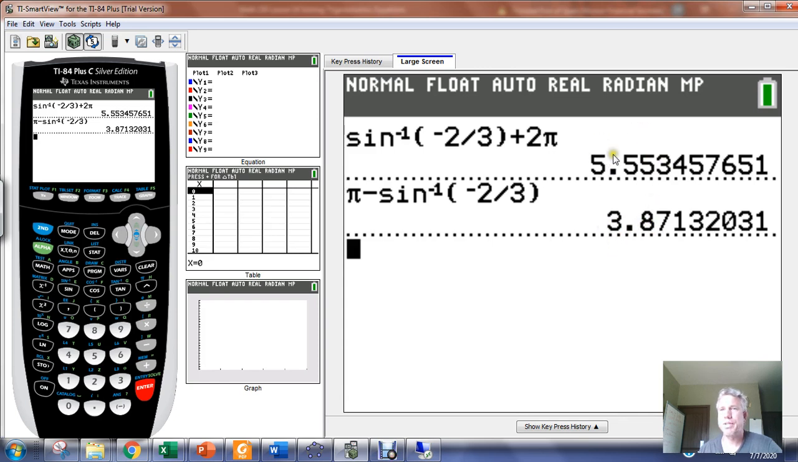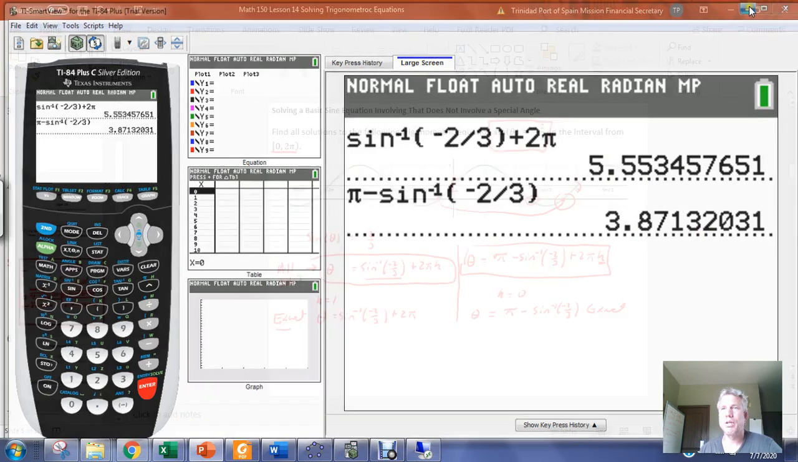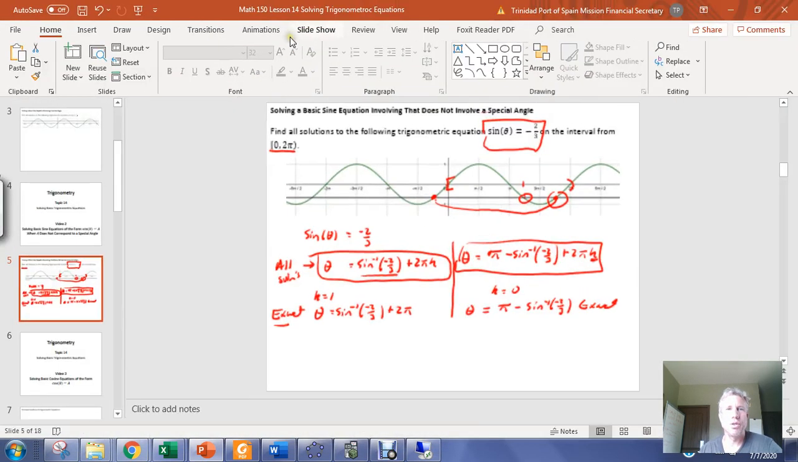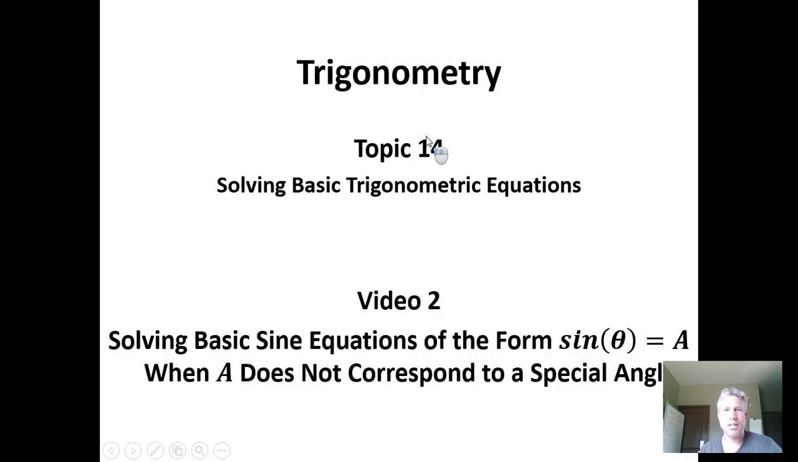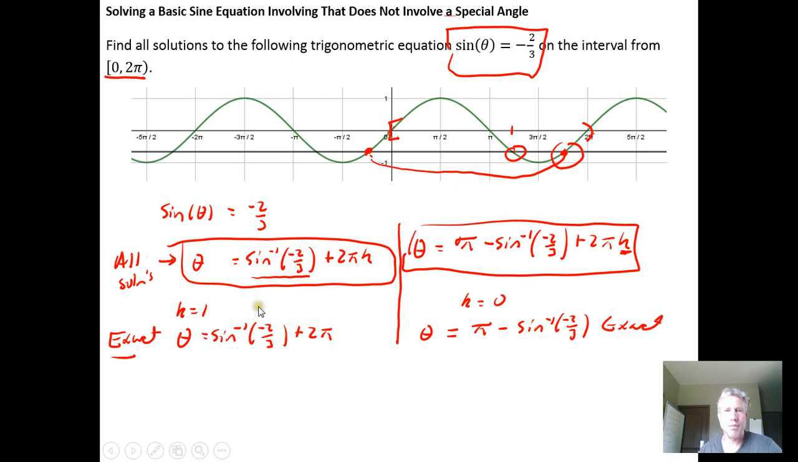You would round both of these values based on what you were specified to do in a homework assignment, or if you were asked for the exact solution. If you were asked for exact solutions, you would leave them just like this. Here's one angle, here's the other angle.